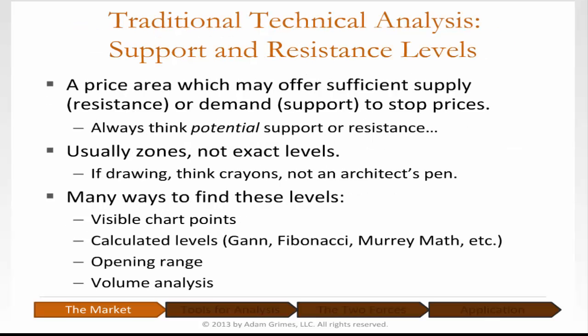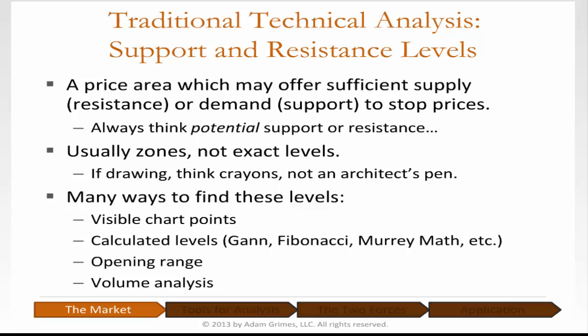I'm going to show you an example. Let me just play this out, and then we'll discuss it a little bit. But you probably all understand support and resistance. Traditionally, this is an area which may offer sufficient supply or demand to stop prices. And if you do use these levels, I think it's very important to think in terms of potential support and resistance. So in other words, don't draw a line on the chart and say this is a support level. As price comes down to it, don't say price is coming to my support level. Just attach the word potential. Price is coming down into my potential support area.